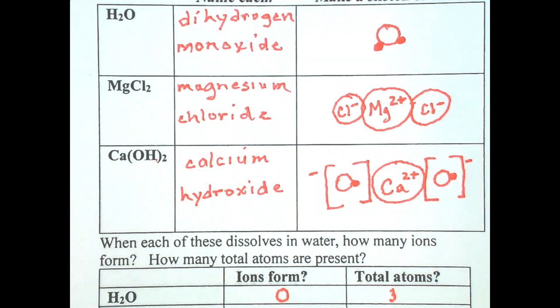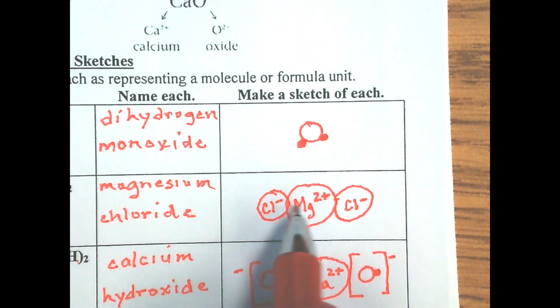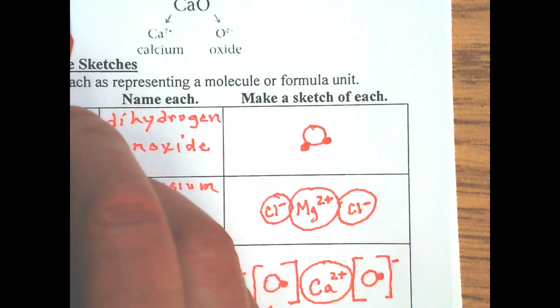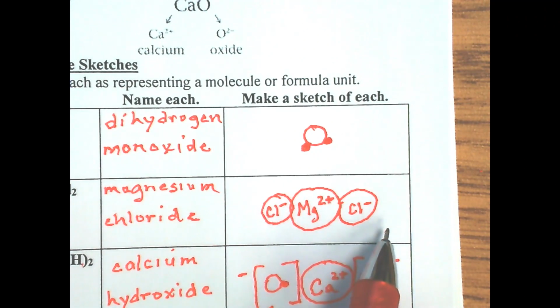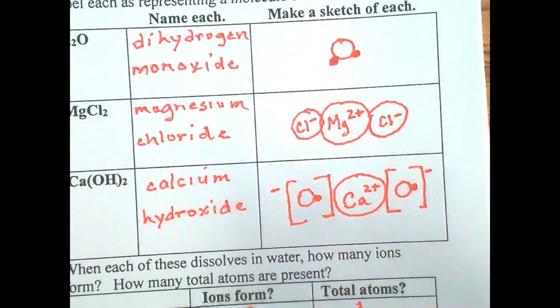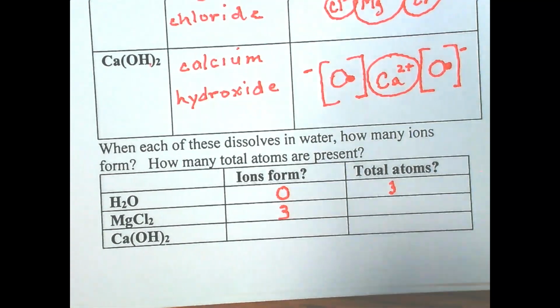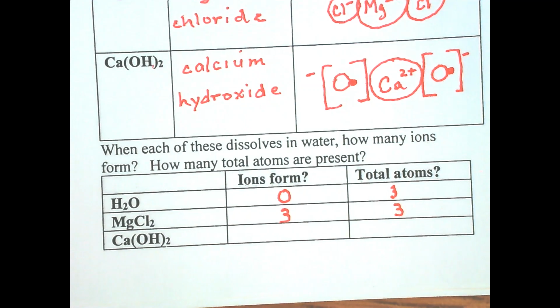The next one says how many ions form when this dissolves. Well, when it dissolves, it would come apart, the ionic bonds between here and here would break. So it would come apart into 1 magnesium and 2 chloride. So altogether we would get 3 ions forming, and we would also have 3 total atoms.